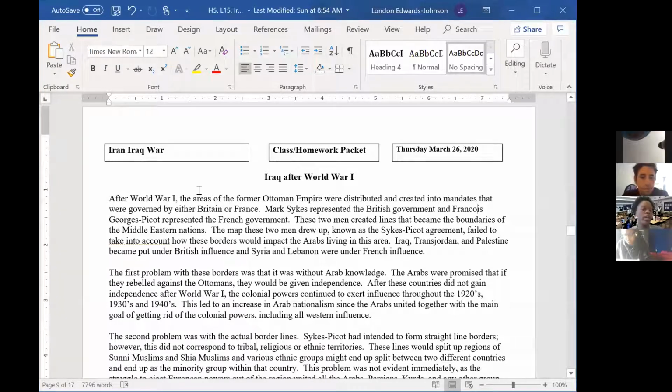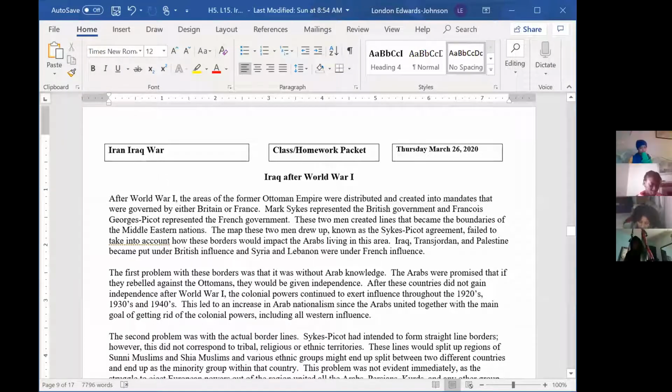So we're going to rewind back to that time and think about the influence of that Mandate System over the whole Middle Eastern region, what impact it had on the people, and how that led to conflict between different countries.